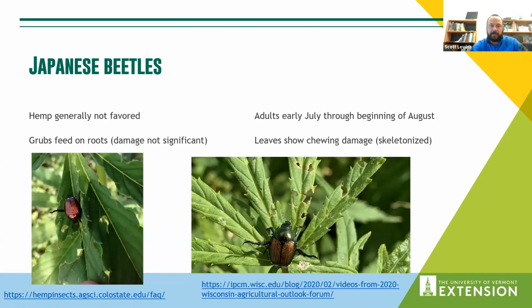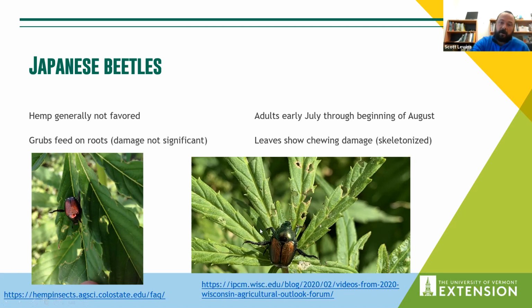Another one that I like to mention are Japanese beetles. Just like European corn borer, hemp is not preferred. There are two phases of the life cycle of Japanese beetles that can do damage. The grubs, these little C-shaped grubs that live underground feeding on roots, are not a problem for hemp. Most hemp is really just not even in the field at the time that those grubs are feeding on roots. And so if you were growing turf, on the other hand, it would be a different story, right?